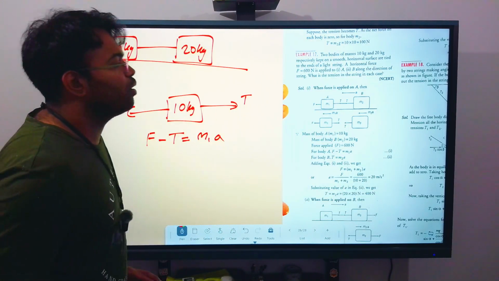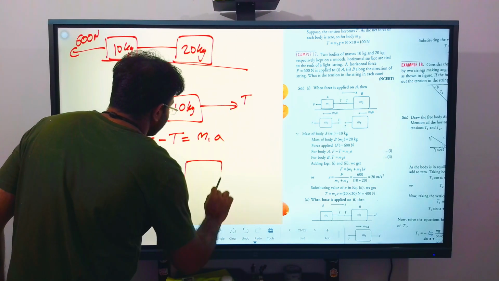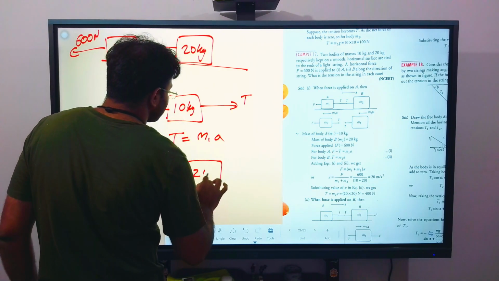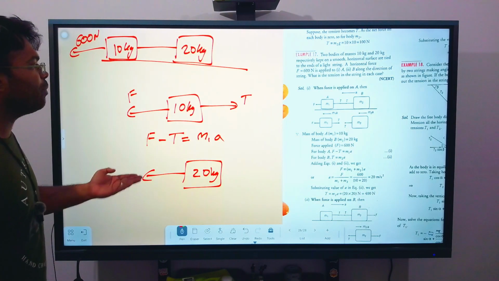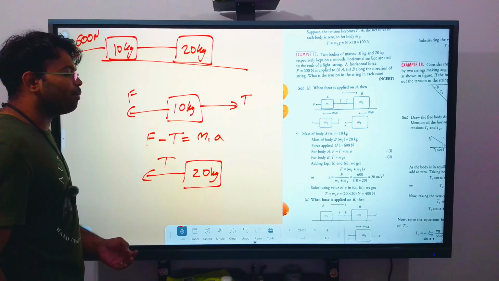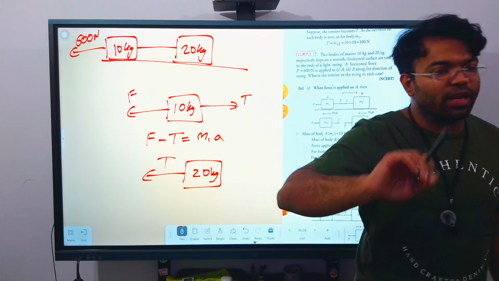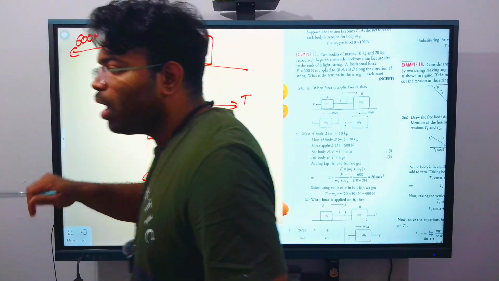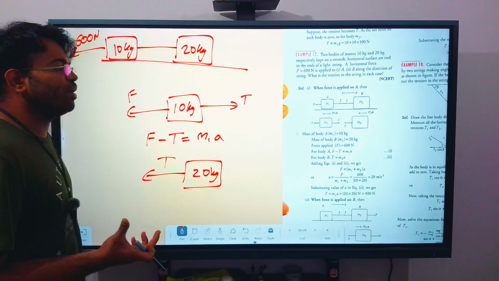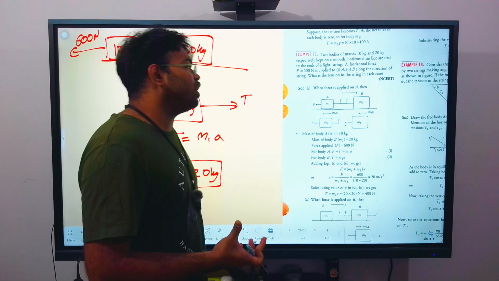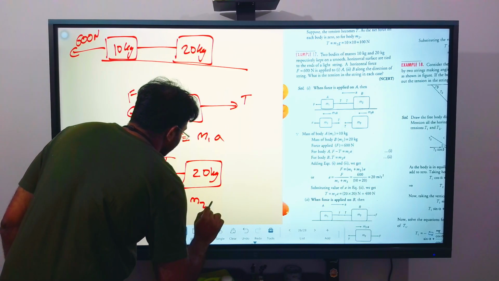Now, for the body B, what is going to happen? Here the only force acting on the 20 kgs is this force, the tension. There is tension as well as force being applied on the first body, but there is only tension being applied on the second body. So the tension becomes equal to m2 into a. So tension is equal to m2a.